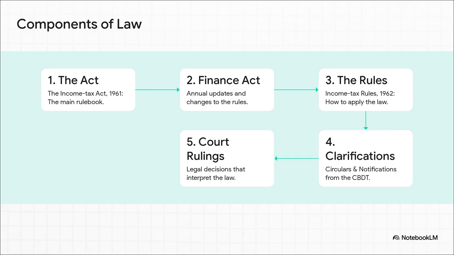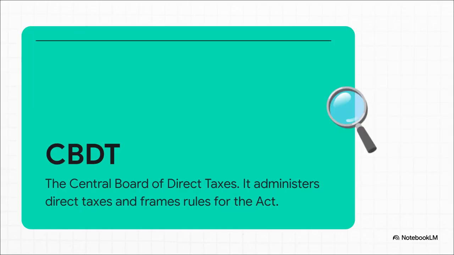That's the detailed instruction manual for how to play your turn. And if things get confusing, the game designers release circulars and notifications, which are kind of like official FAQs. Finally, if there's ever a big argument about the rules, the ultimate decision comes from the courts. Those are the legal decisions. You need all 5 of these parts to understand the whole game. So who's the referee in this game? That's a body called the Central Board of Direct Taxes, or the CBDT. They're the ones in charge. They administer the whole system, they help frame the rules, and they make sure everyone is playing fair.